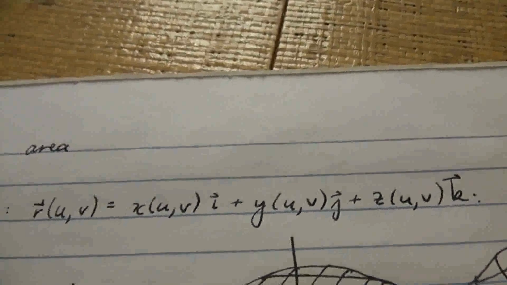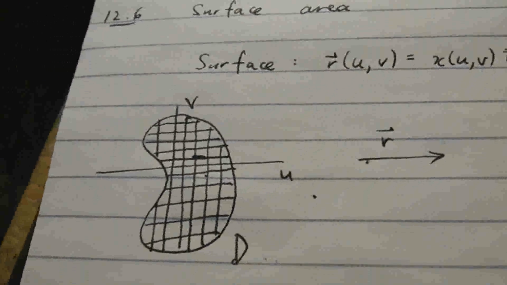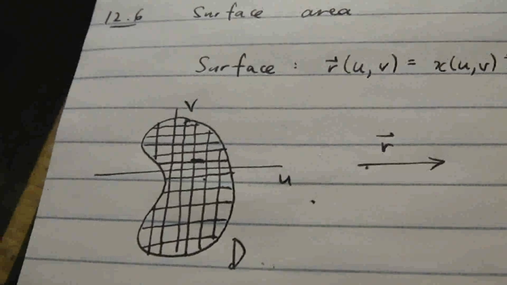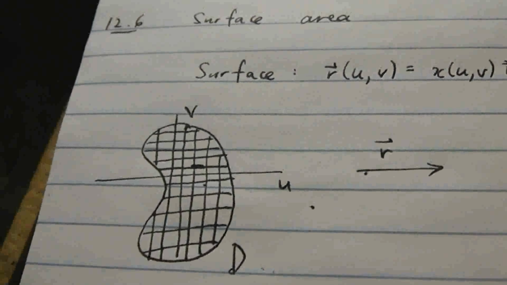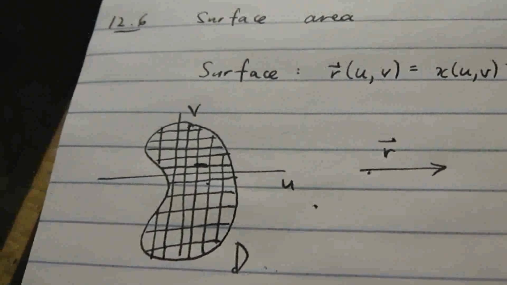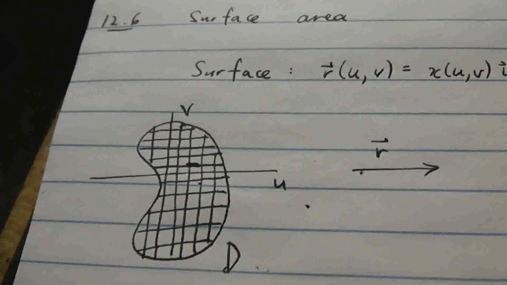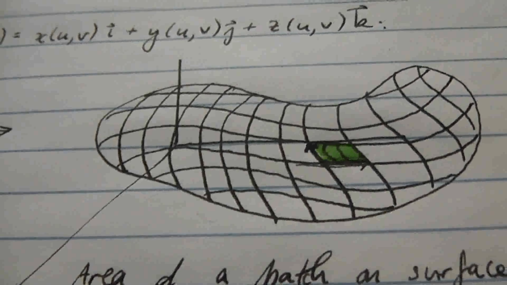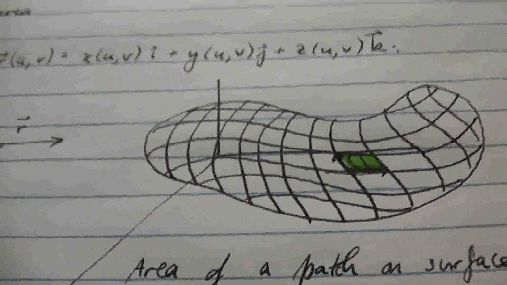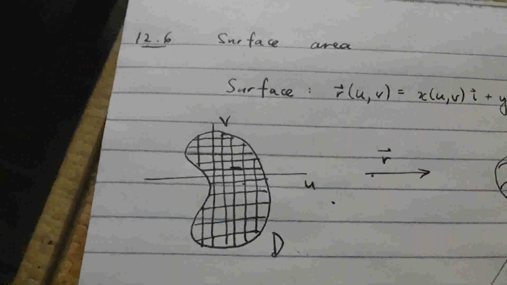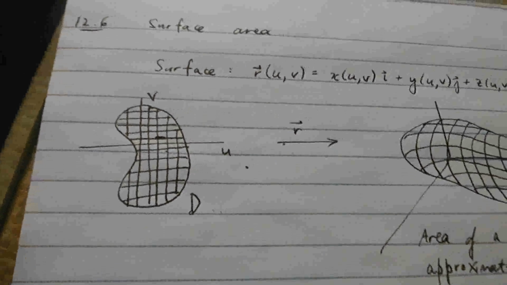What does this actually mean geometrically? Well, u and v are some variables which describe some 2-dimensional surface. Okay, so let's say D is a domain in 2 dimensions, and u and v are our coordinates. R, the equation for the surface, is a function that maps this 2-dimensional region into a 3-dimensional surface. Okay, that's what R does. So what does it do on these horizontal lines? The horizontal lines will get mapped to curves on the surface.